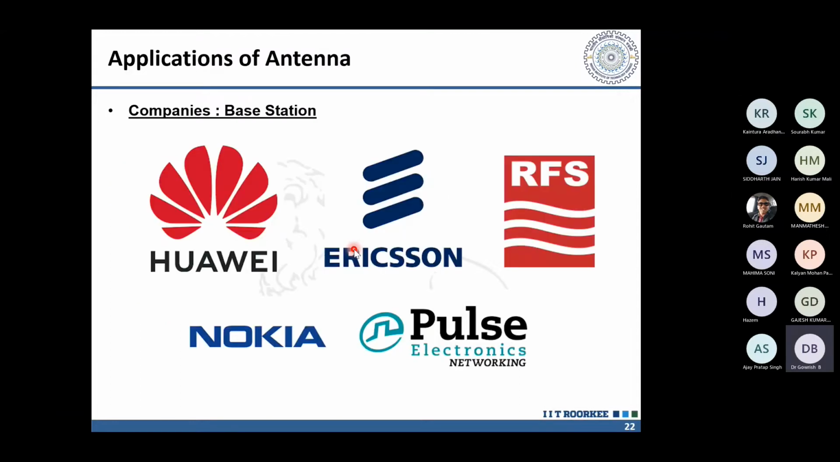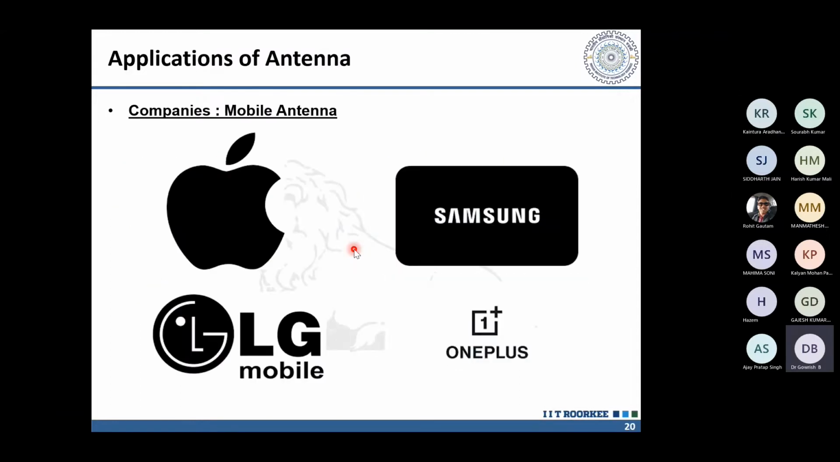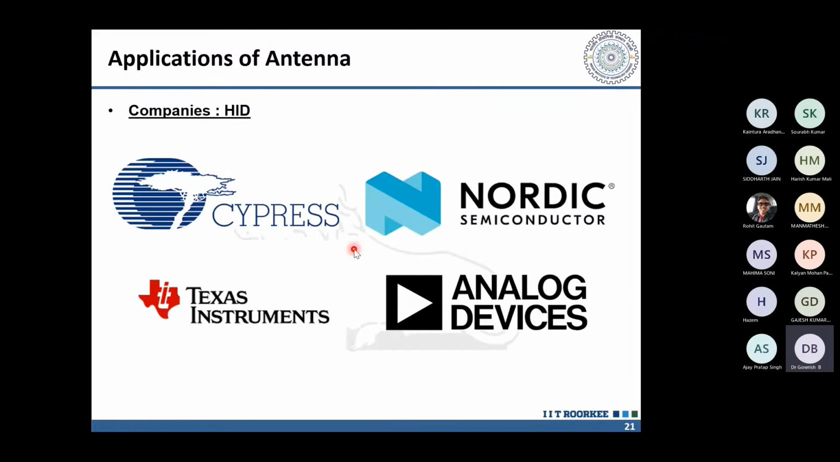Okay, then one feature here is most of these companies work on products which are volume products. Hence, the cost of the antenna has to be very, very reasonable. So that is a critical primary factor that is taken into account while designing the antennas.